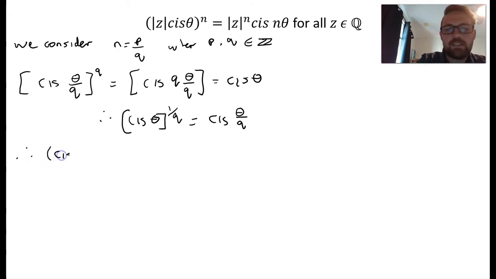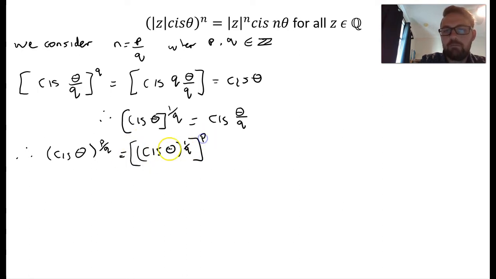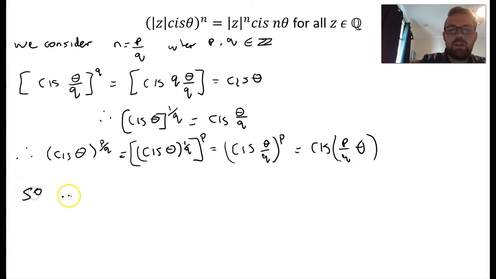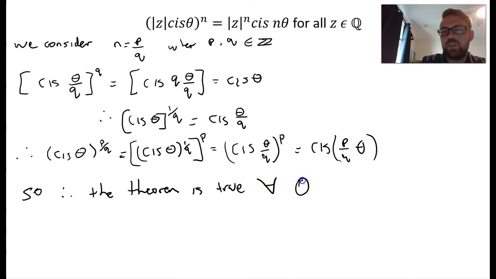So therefore, cis of theta to the power of p over q, which looks a little bit more like what we want to prove, is the same thing as cis of theta to the power of 1 on q, all to the power of p. That's how exponentials work. We can just keep expanding them, which equals cis of theta over q to the power of p, which equals cis of p over q theta. So therefore, the theorem is true for all rational numbers q. That's my fancy q.